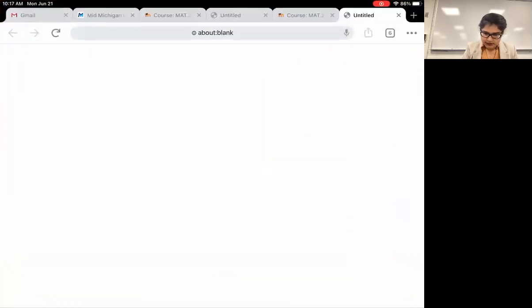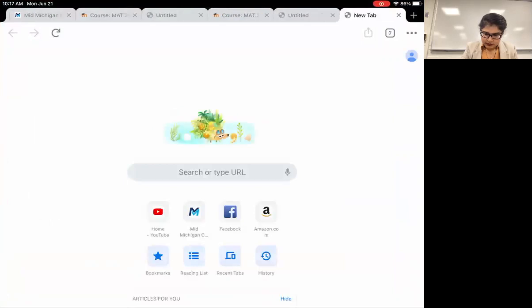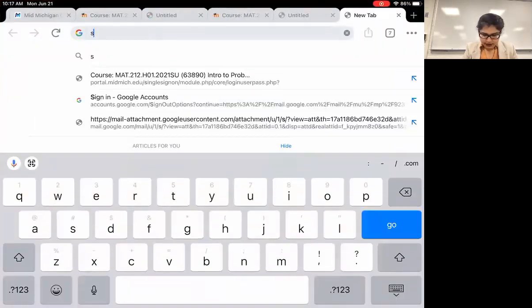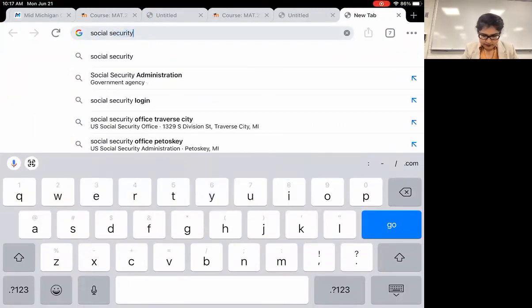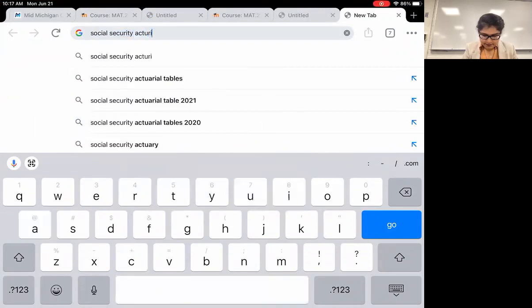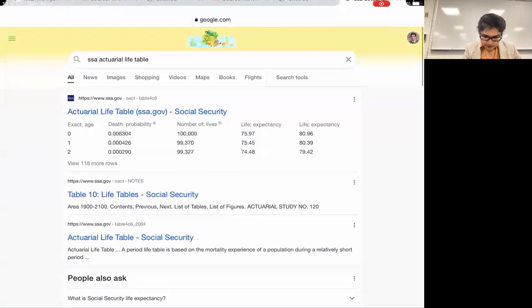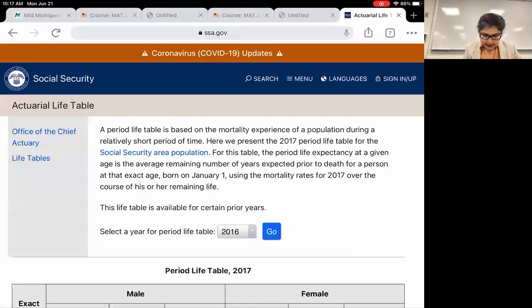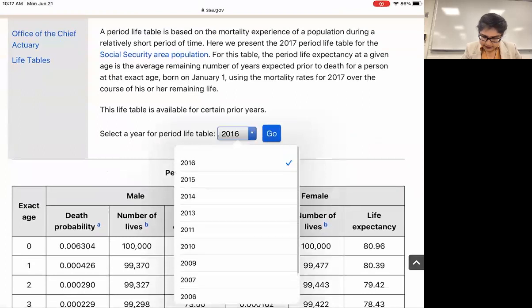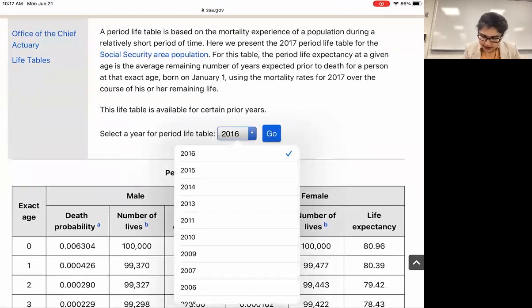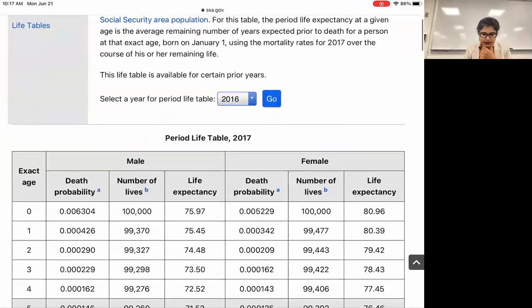Let me go on this. Social Security actuarial life table, what was the name? Life table. Okay, this is it. This is the data we have for 2016. You can also find it for different years, 2021 as well, but here it is not. So let's see 2016, what is the probability we have?